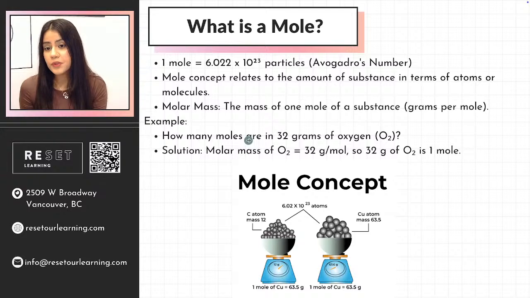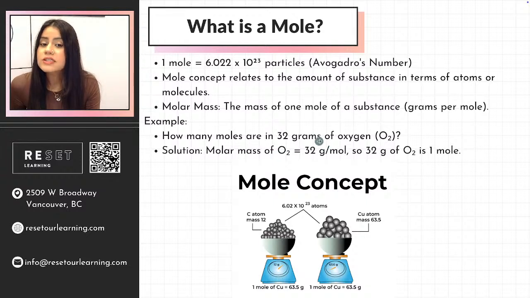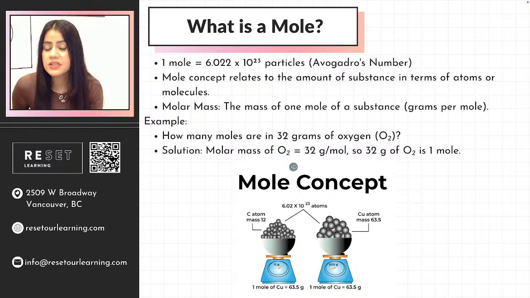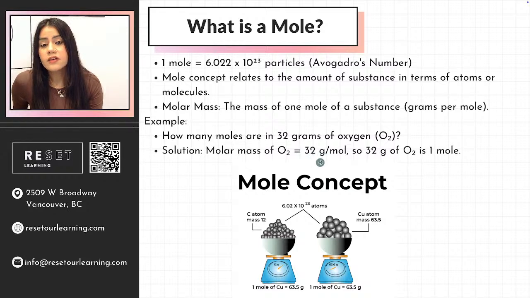I have an example here for you all. So how many moles are in 32 grams of oxygen? Your molar mass of oxygen is 32 grams per mole. Again, I just took this from the periodic table. 1 oxygen is 16, but we have 2 here because this is a diatomic element, which means it exists in pairs. That made me get 32, which is 16 plus 16. So 32 grams of oxygen is 1 mole.